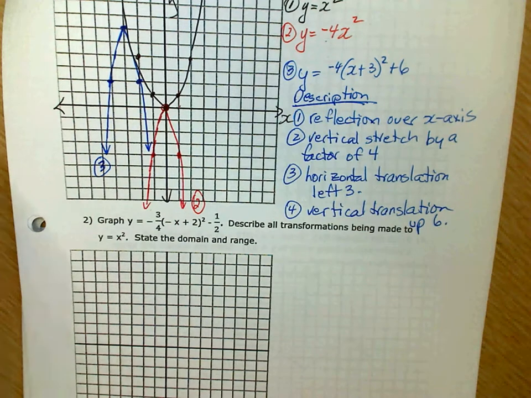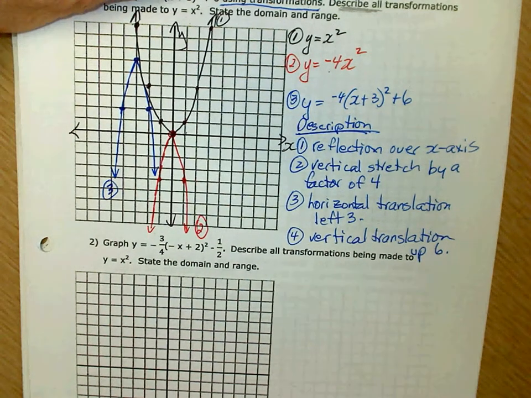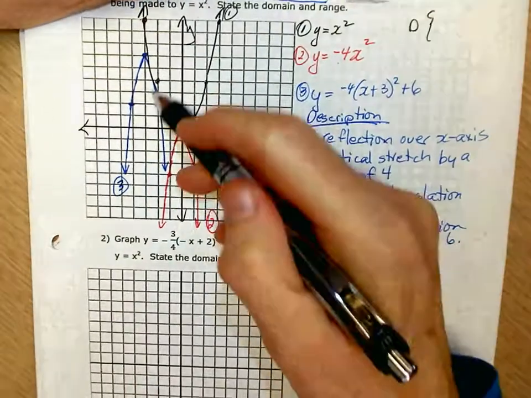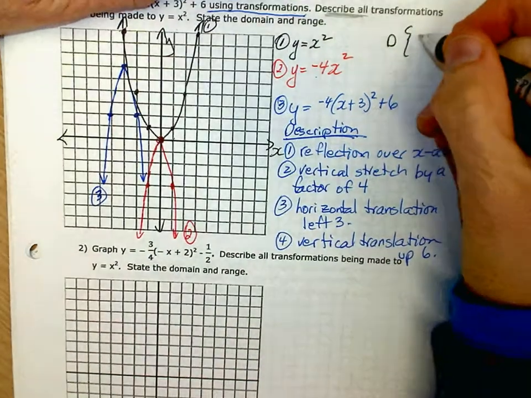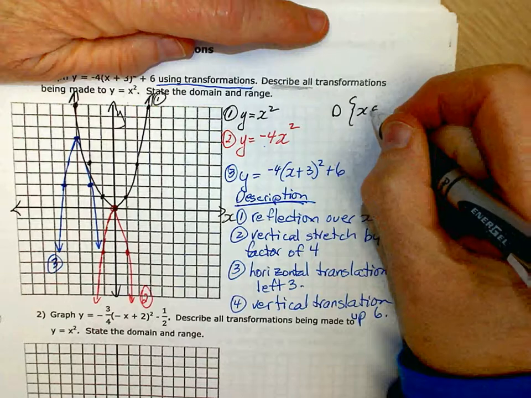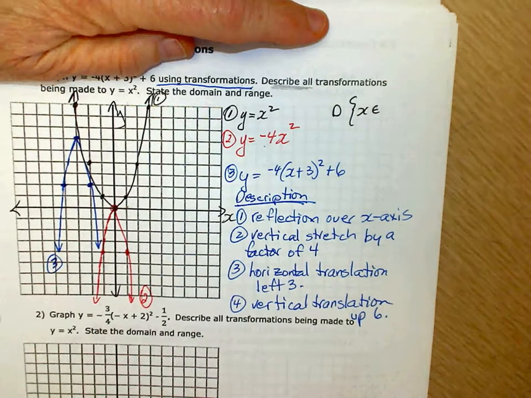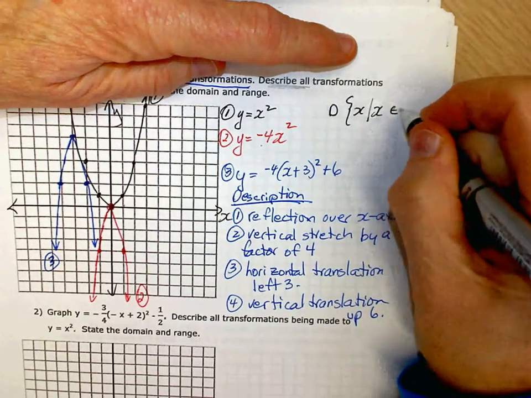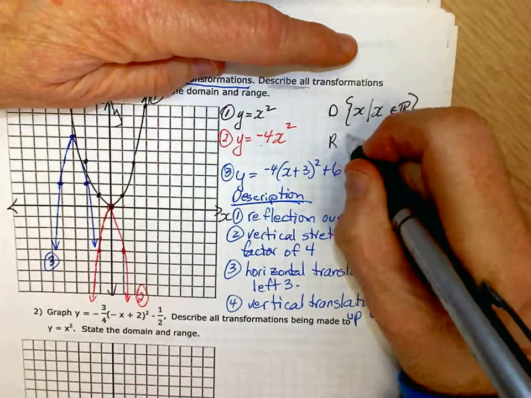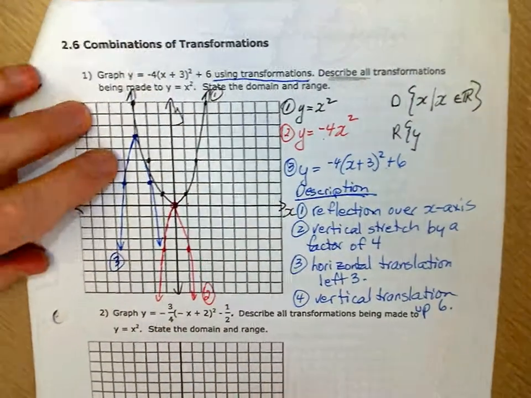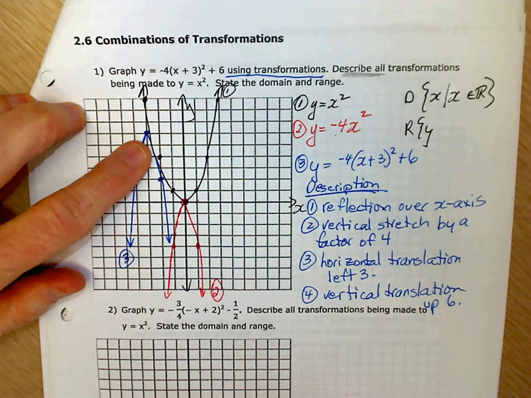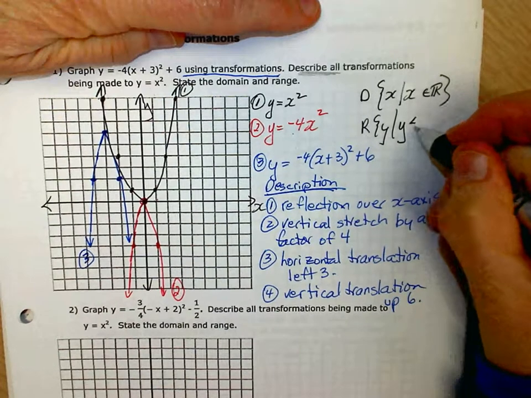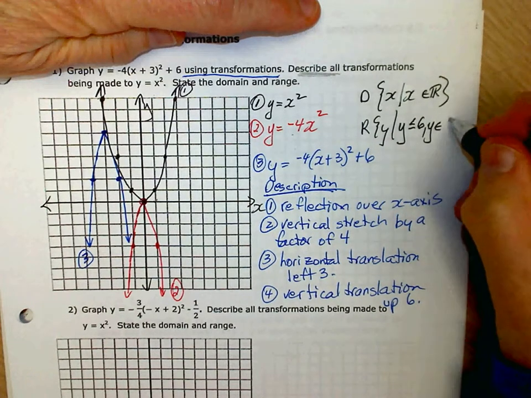Okay? Let's now describe the domain and range. Domain, well, it's a quadratic function. X can be anything. Let me correct that so the writing will be consistent: x such that x is an element of real numbers. Range is, well, our vertex is (-3, 6). The biggest value y can be is 6. So y such that y is less than or equal to 6, y is an element of real numbers.